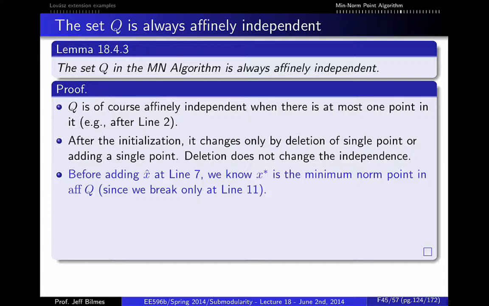Now, before we do line 7, we know that X star is the minimum norm point in the affine hull of Q. And we get that from line 11, because basically we get to line 7 by first breaking out of the minor loop in line 12. Right? And in line 12, we have X star is both in the affine hull of Q and in the convex hull of Q, right?